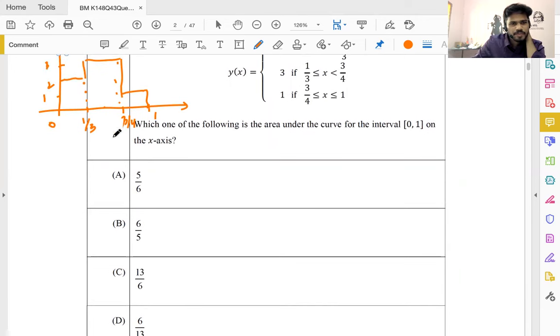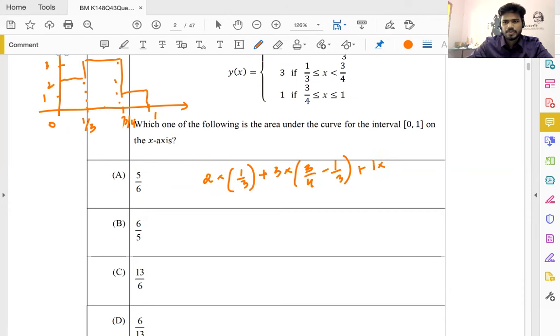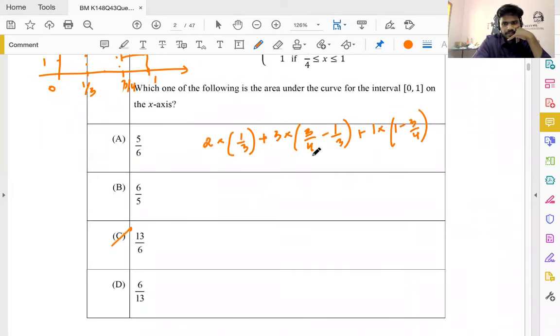In this case, I think the key matches properly. Let me quickly leave a note on this. This is 2 into this area, that is 1/3, this rectangle, plus this rectangle, that is 3 into 3/4 minus 1/3, and finally the other rectangle, that is 1 into 1 minus 3/4. What do you get here? This is 13/6, I suppose. Another easy question.